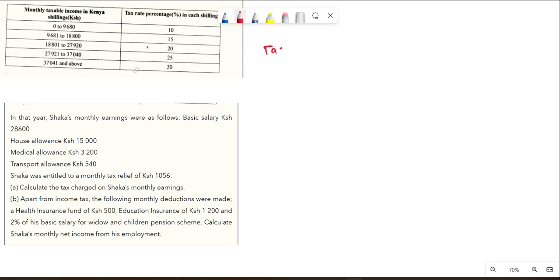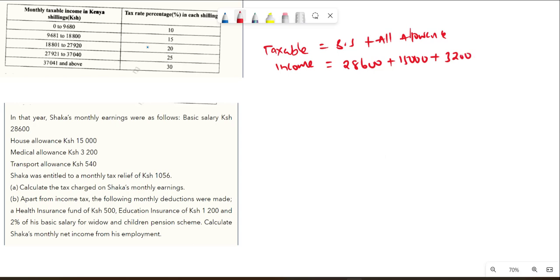Now, taxable income is given by the basic salary, BS, plus all the allowances. In this case, the basic salary of Shaka is 28,600 plus an allowance of 15,000 plus 3,200 plus 540. This will give us 47,340. Now we are going to take this amount and subdivide it into bands or slabs.